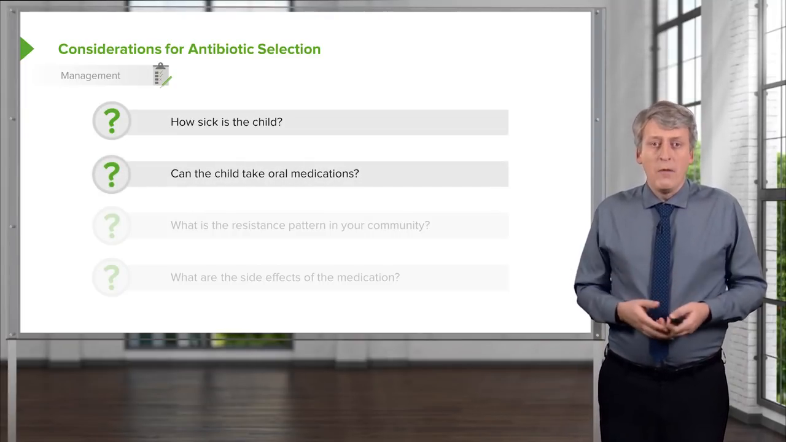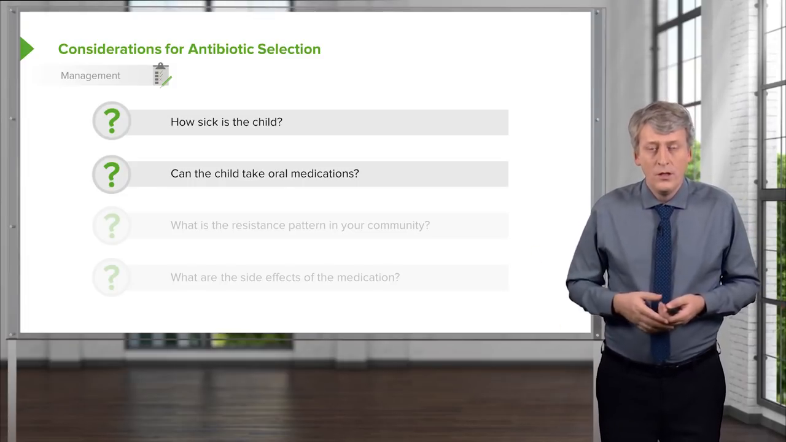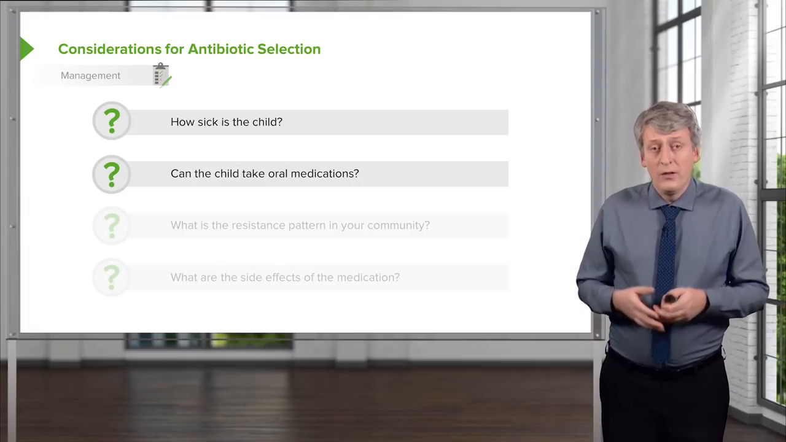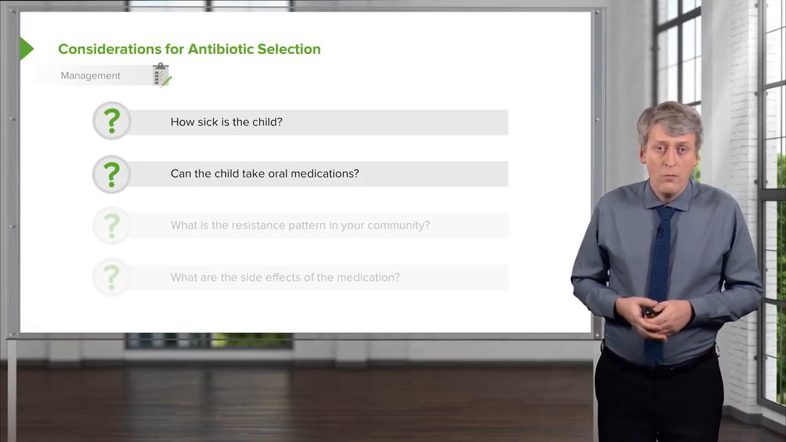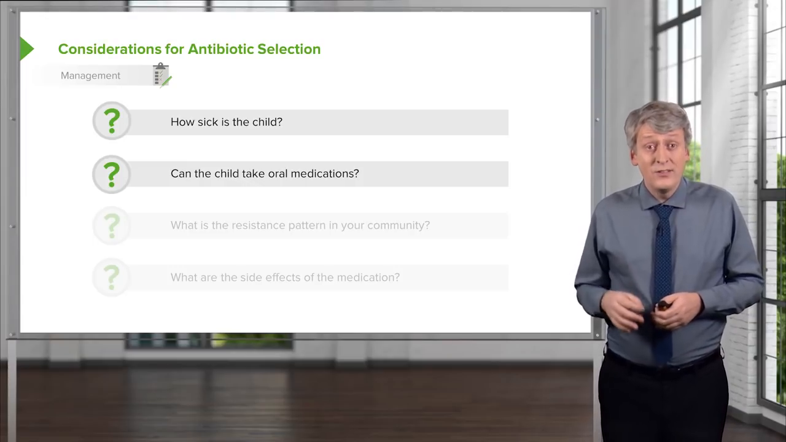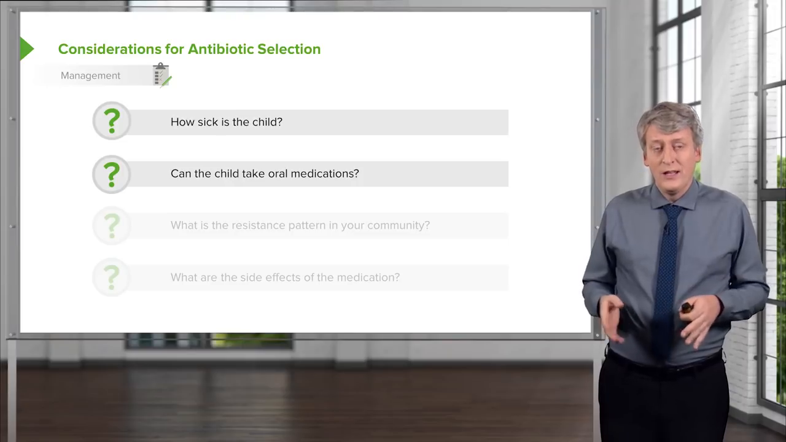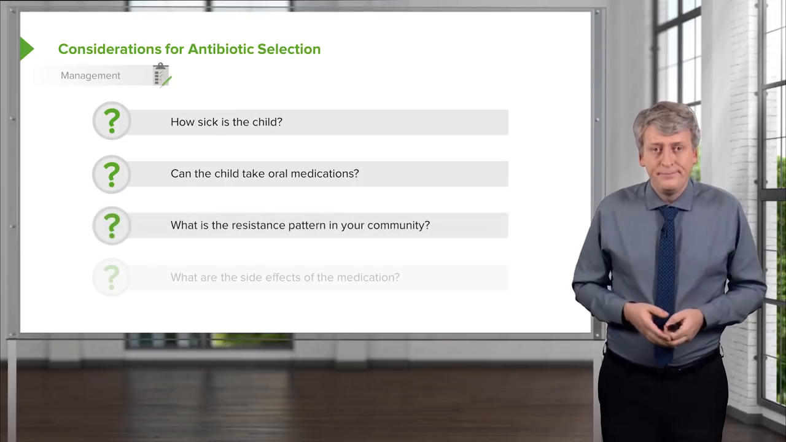If we're choosing an antibiotic, we want to know, is this child likely to take oral medications? Amoxicillin, for example, is a good first choice for a pneumonia. Oral amoxicillin is delicious. Clindamycin tastes terrible. And if you're a two-year-old who's being forced to take their medicine, that may weigh into your decision.